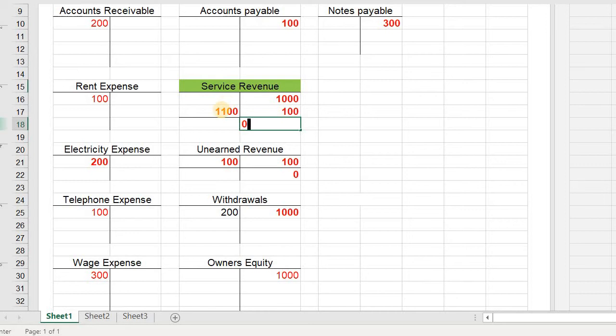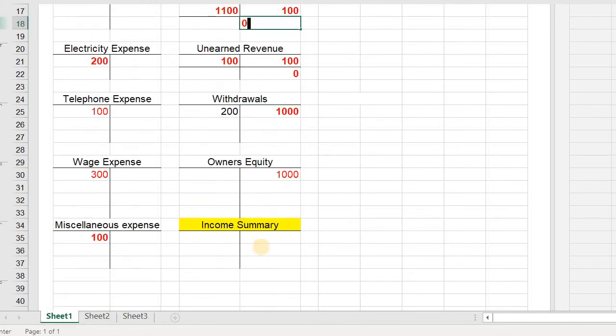Where am I going to put it? Debit service revenue, credit income summary, $1,100. There it is.